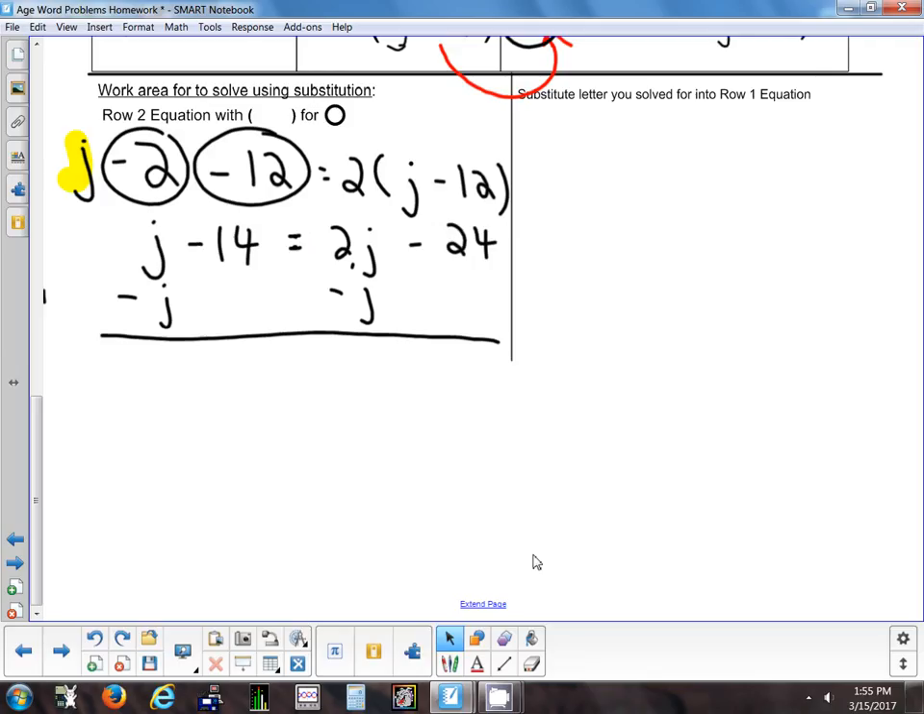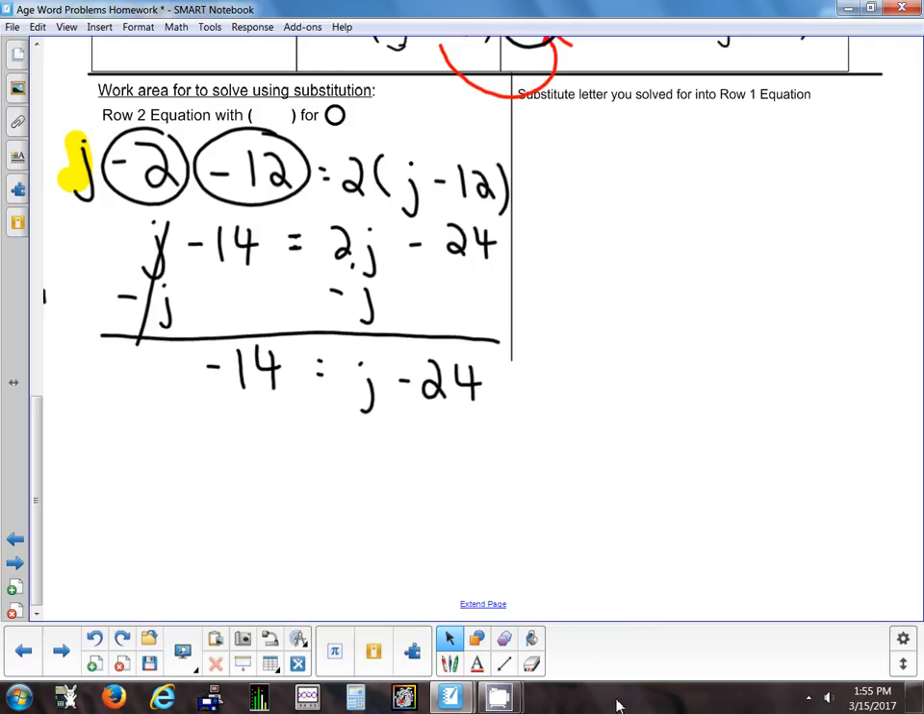Why would I subtract the J instead of the 2J? Anybody think they know, Ashley? Yeah, if I did that, you're not wrong, you're just going to be dealing with negatives. You could do that, but then it's going to be a little bit more difficult. This will cancel out. Here's my equal sign. On the left-hand side, what am I bringing down? Careful. Negative 14, good. 2J minus J, or just J, means the same thing, minus 24.